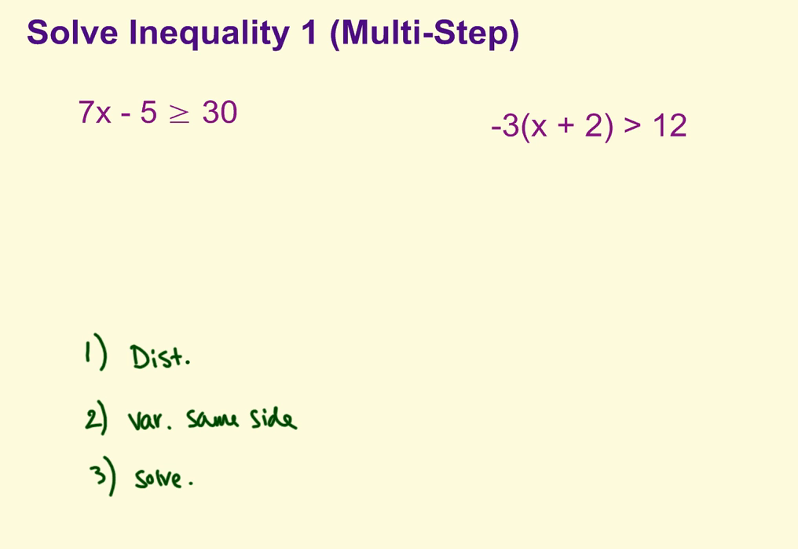If you look at our first example, 7x minus 5 is greater than or equal to 30. I don't have any distributing to do. I don't have x's on both sides of the inequality, so I can just start with the solving piece.